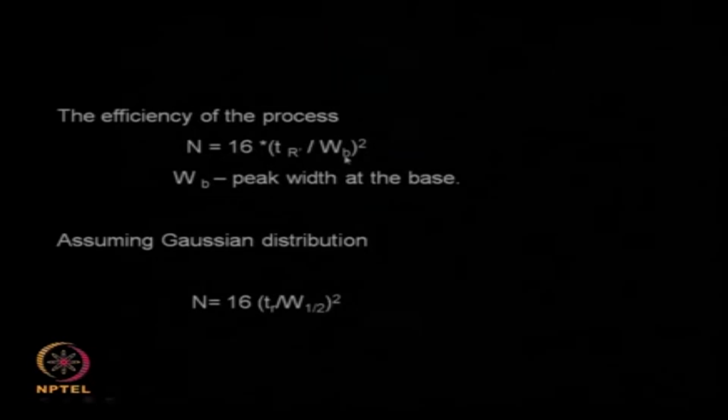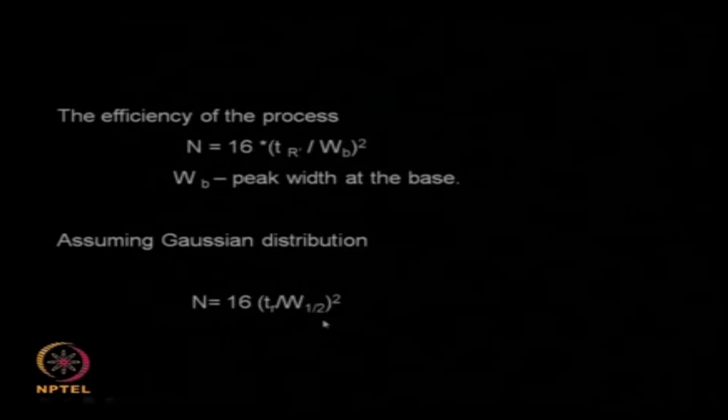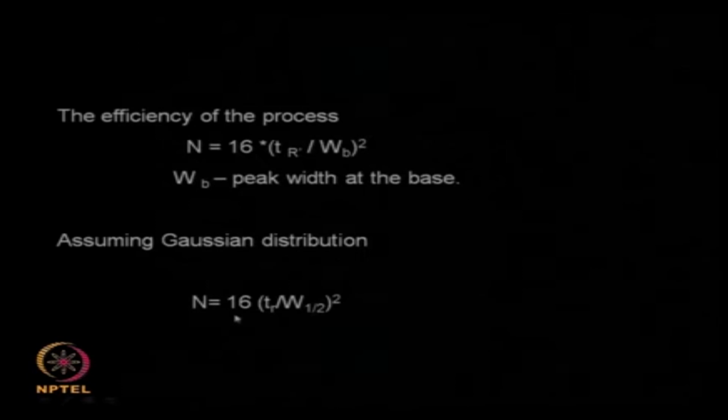So instead of looking at the peak width, I can look at the width at half peak height, that is called W half. Then I can use that equation and also calculate the number of theoretical plates.